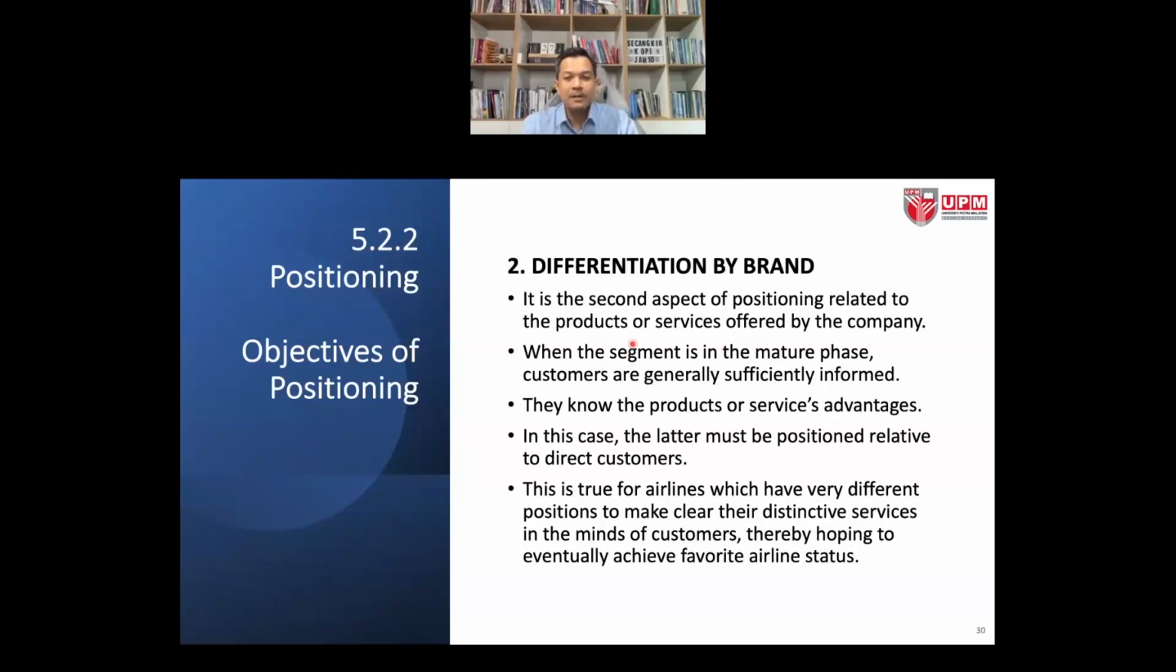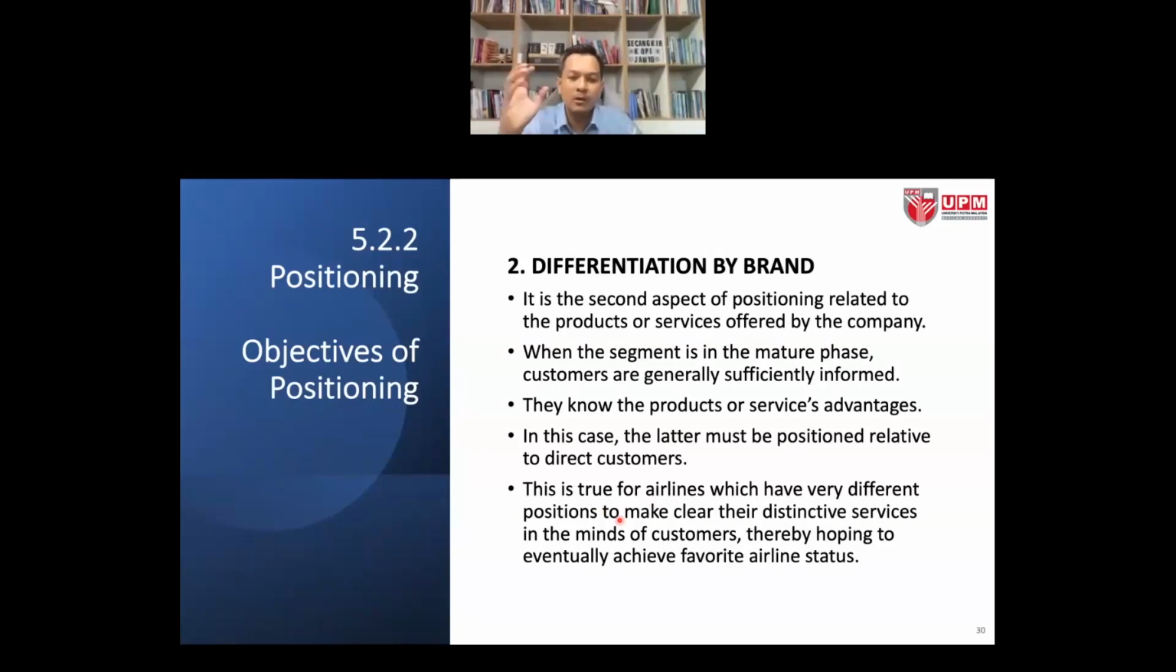So when the segment is in the mature phase, customers are generally sufficiently informed. So they know the products or services advantages. So in this case, differentiation by brand, the latter must be positioned relative to direct customers. So this is true for airline, which have very different position to make clear their distinctive services in the mind of customers.